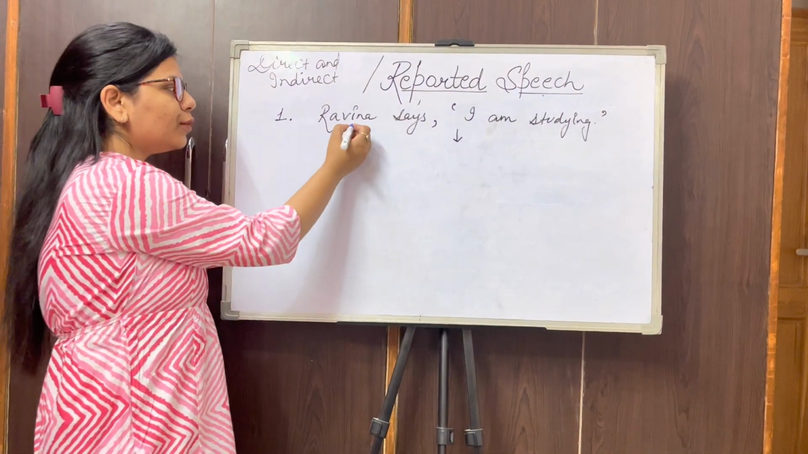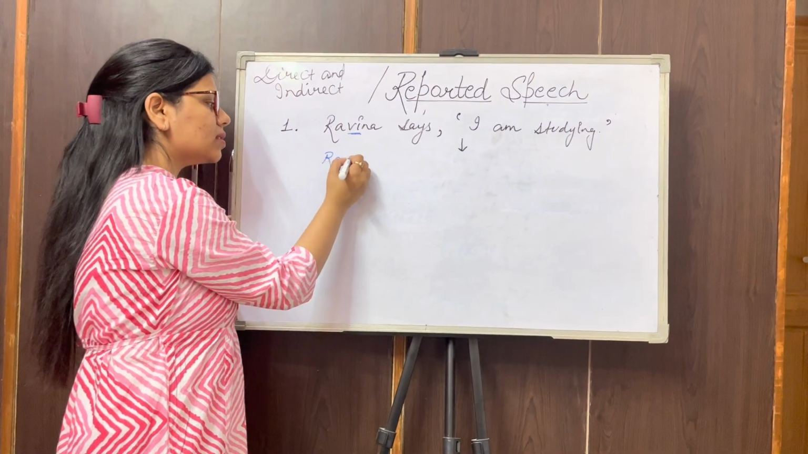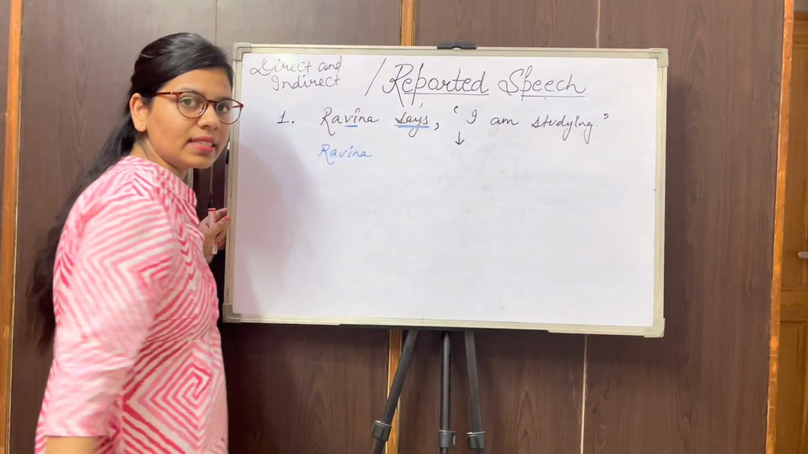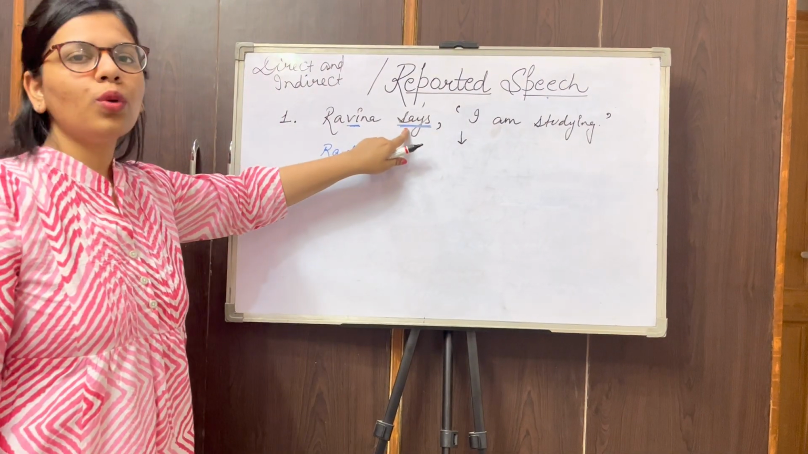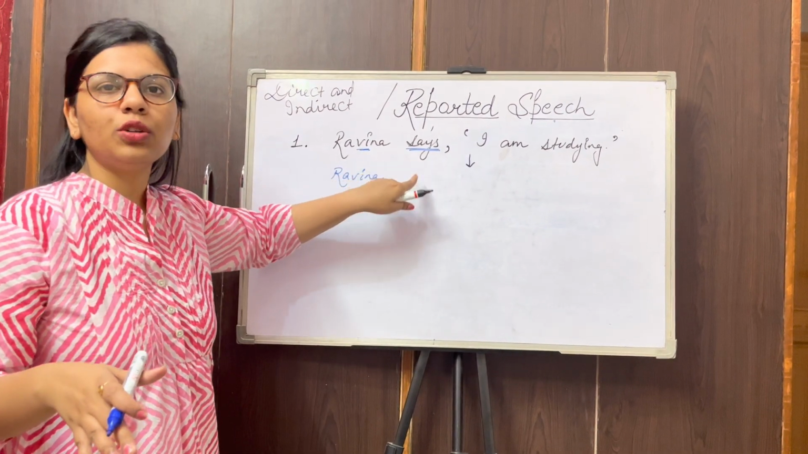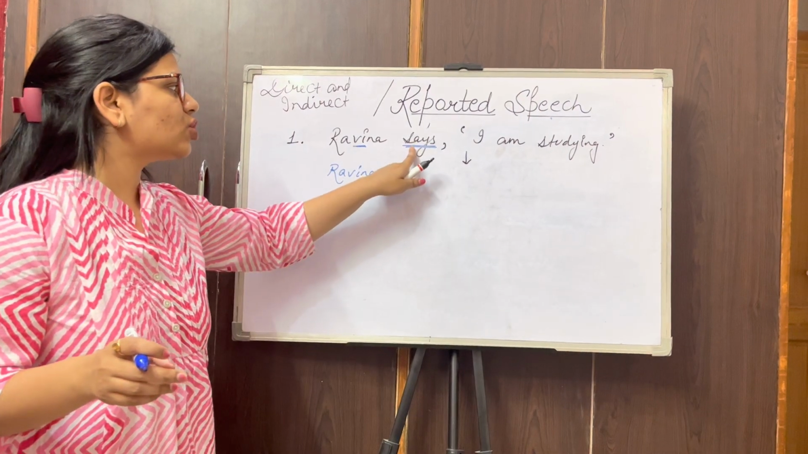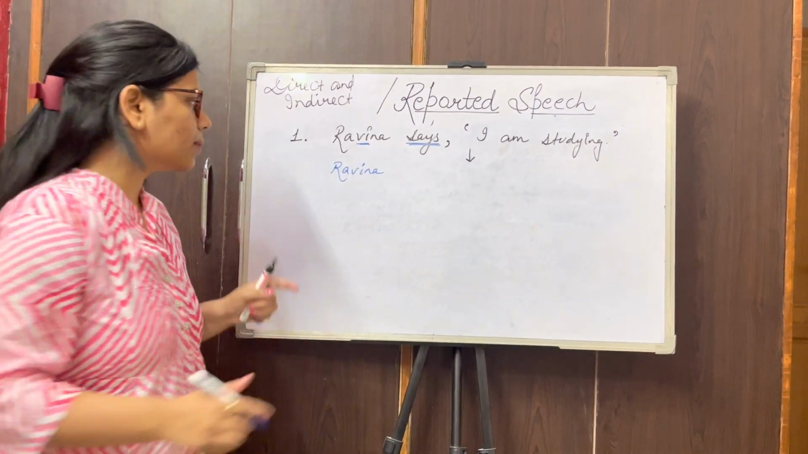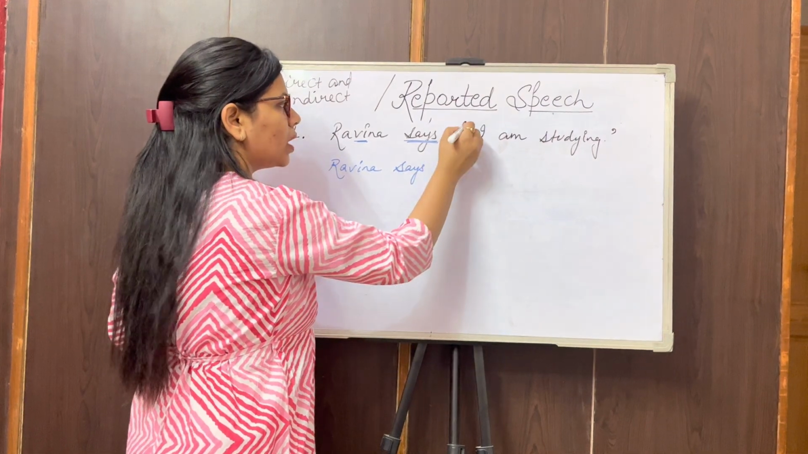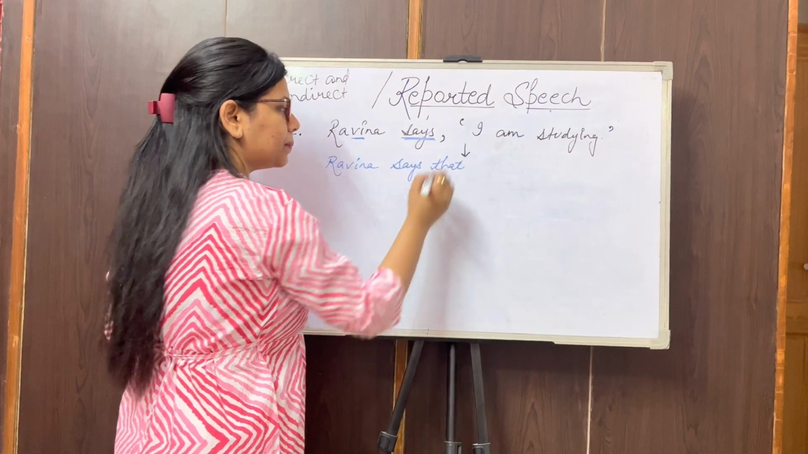Again, we will start from the very top. Ravina, the name will come as it is. Then we have this word says. Now the tense of this verb will not change. Whether it is said, will say or says, it will remain as it is. Only change you can do is you can change says to tells. So we will write it as it is. Ravina says. Again we will remove inverted commas and we will write that.